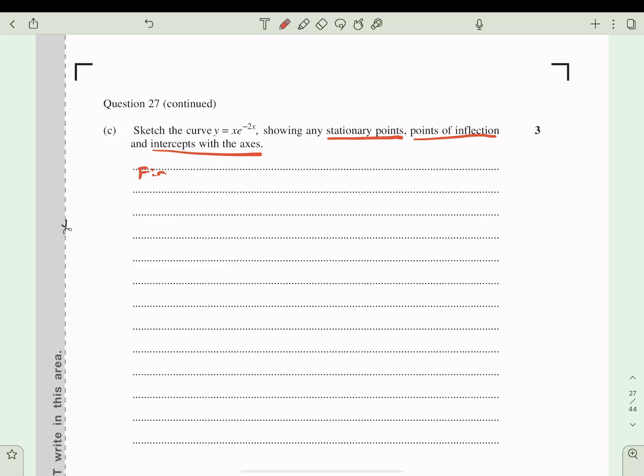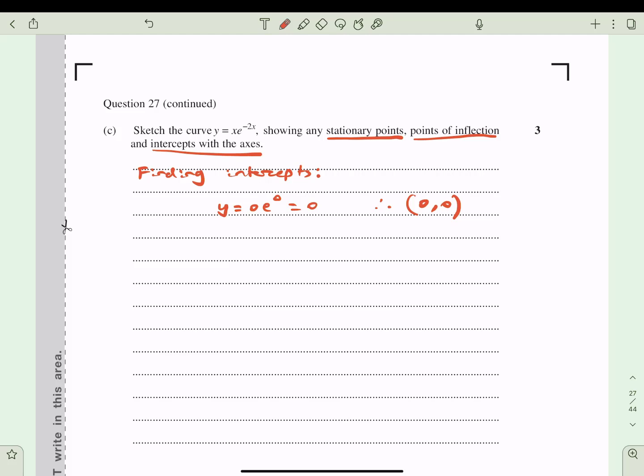So let's start with the intercepts, because intercepts are easy to find, so we might as well do that first. So finding intercepts. If I let x equal 0, y is going to equal 0 times e^0, which is just equal to 0. So therefore, my intercept is going to be the origin, (0, 0). That was pretty easy.